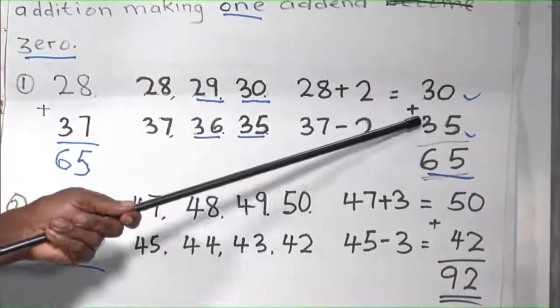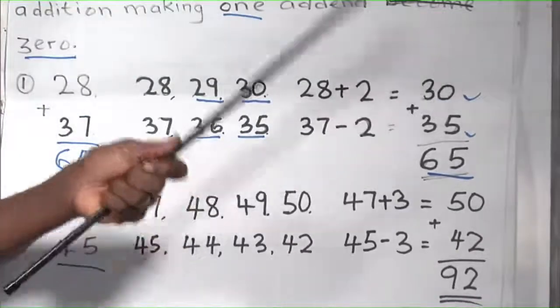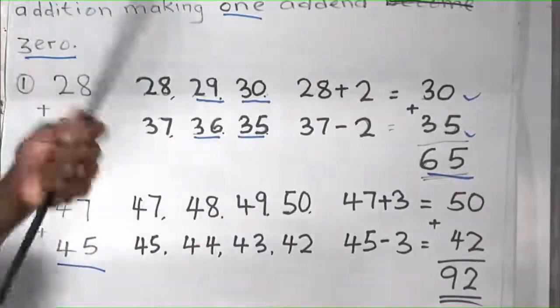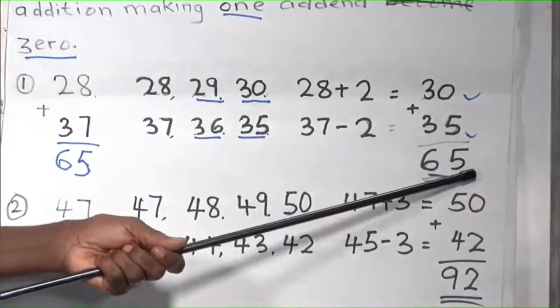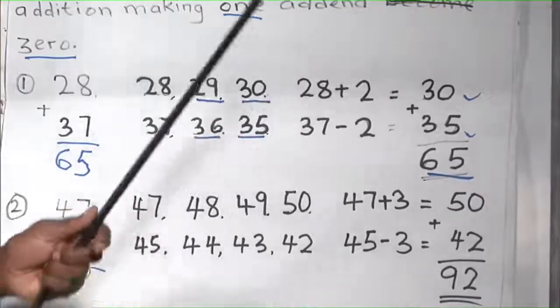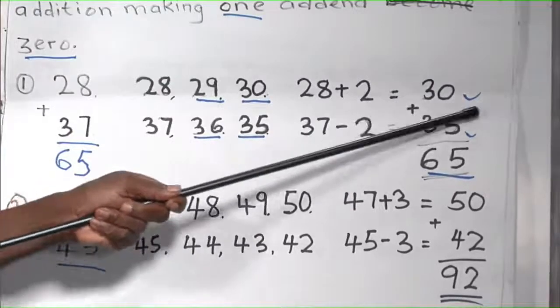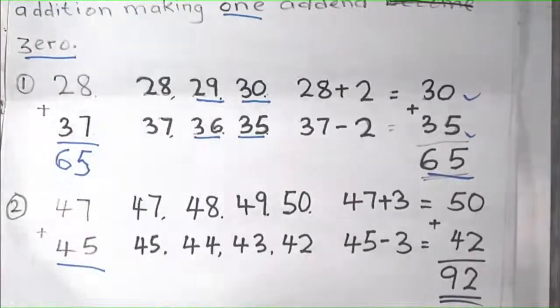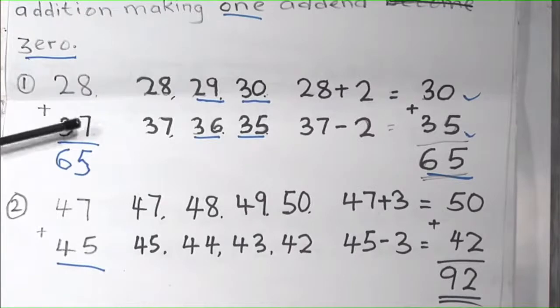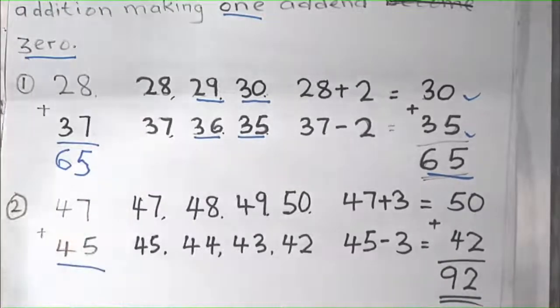30 plus 35. 0 plus 5 will give us 5. This is it. 3 plus 3, that will give us 6. So 30 plus 35 will finally give us 65, which is the same as 28 plus 37. So our answer is 65.